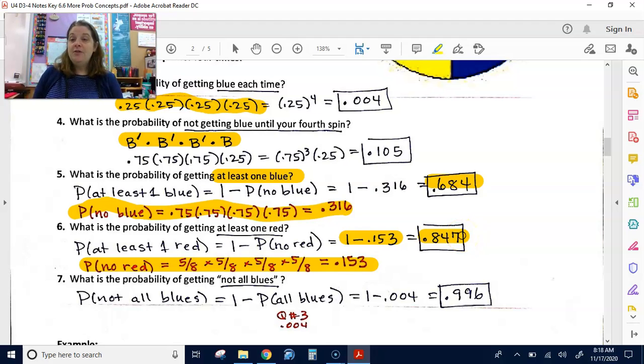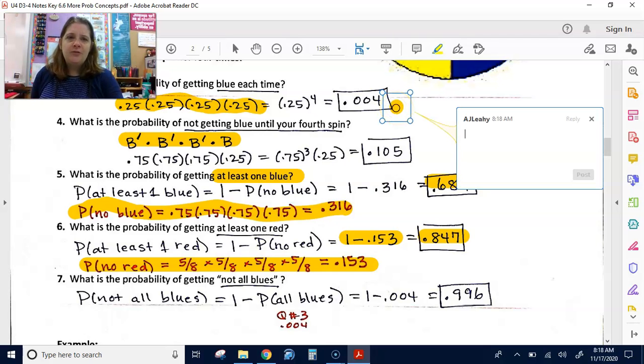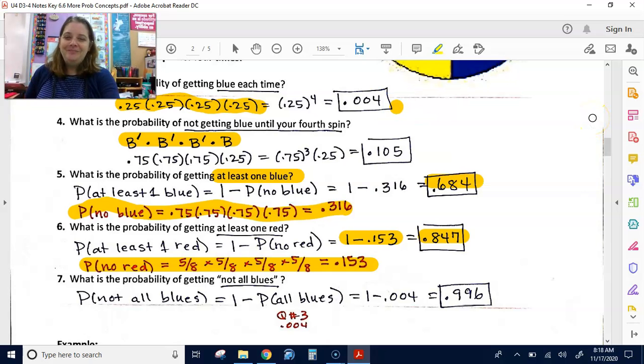The next one, what's the probability of getting not all blues? The probability of getting not all blues would be the complement of getting all blues. We've already calculated that up in question number 3. If you look at question number 3 there, it is 0.004. So we already did that probability. 1 minus that gives me 0.996. That's a lot easier than finding the thing that you're looking for directly.